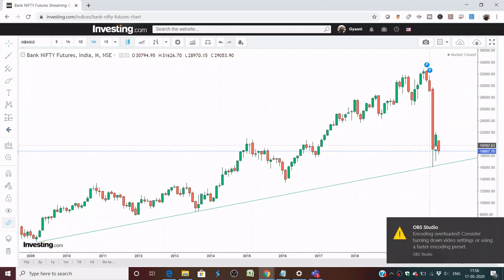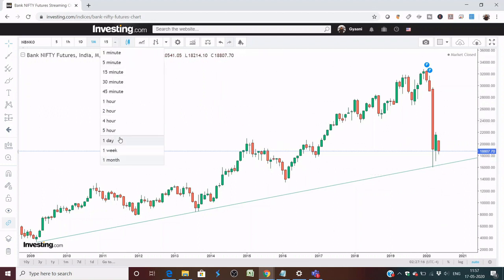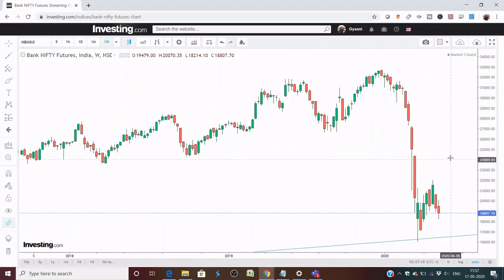candle ignored setup. Okay, so this is called GBR. So this is green bar ignored setup. So mostly this will break the low of this bar and it can break this low also. That is what I'm expecting, but let's see, hope for the best. And let's look at the 1 week time frame.